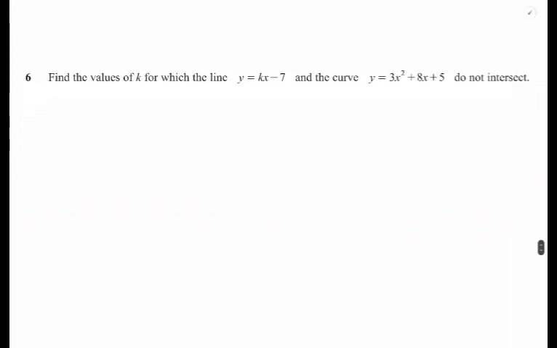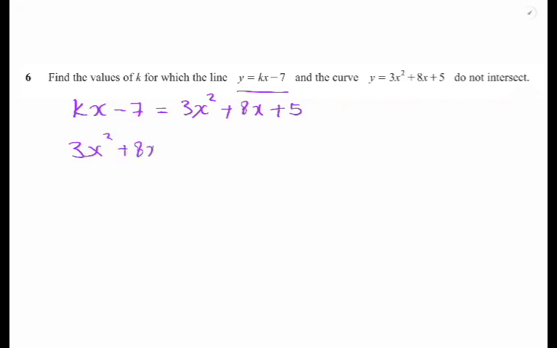And then for number 6, find the values of k for which this line does not intersect. That means they never intersect. So I substitute y equal to kx minus 7. Kx minus 7 equals 3x squared plus 8x plus 5. They do not intersect. That means 3x squared plus 8x plus 5 minus kx plus 7 equal to 0.